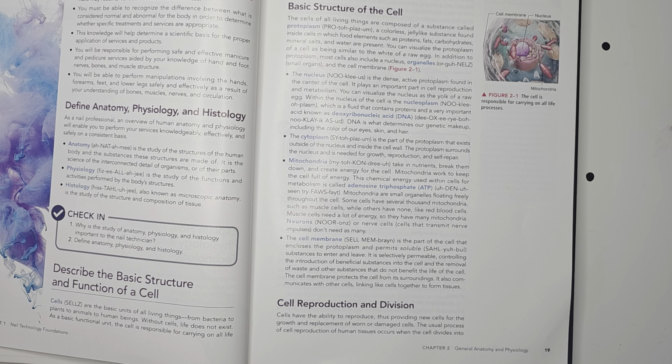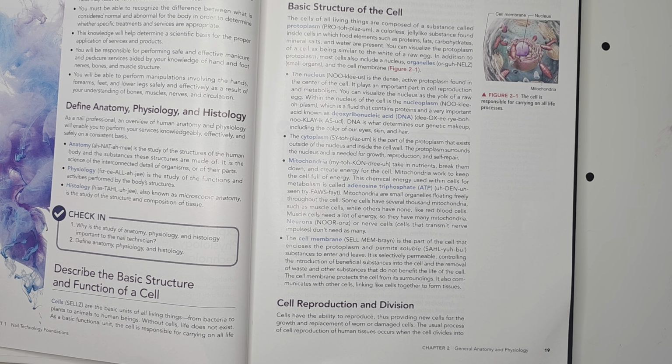The cell membrane is the part of the cell that encloses the protoplasm and permits soluble substances to enter and leave. It is selectively permeable, controlling the introduction of beneficial substances to the cell and the removal of waste and other substances that do not benefit the life of the cell. The cell membrane protects the cell from its surroundings. It also communicates with other cells, linking like cells together to form tissue.